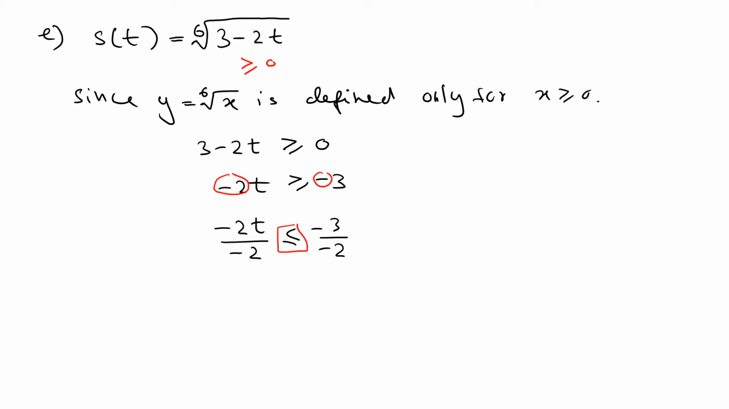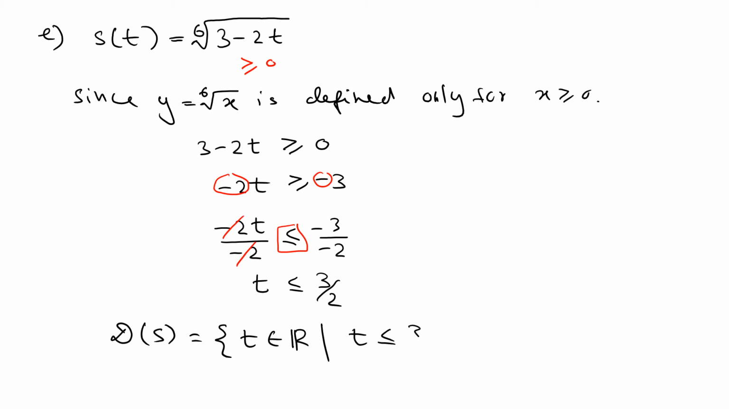Now what happened? This gets cancelled, so you get t on this side. On the other side, -3 over -2 becomes 3 halves. So that's the solution. Very simple. So t has to be less than or equal to 3 halves. Then we can write the solution. That means the domain of S is t, which is a real number, such that t is less than or equal to 3 halves.